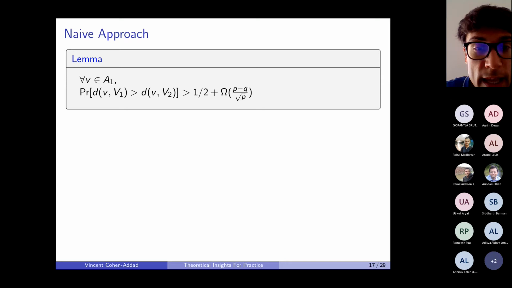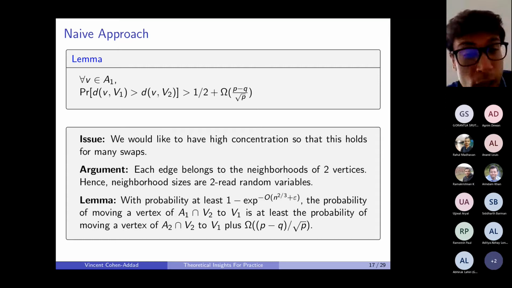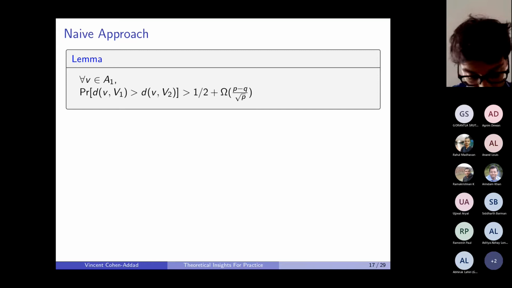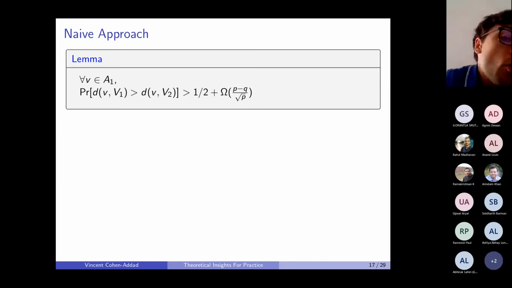One thing we could do is that for each vertex v in A1, the probability that the degree of v to V1 is larger than the degree of v to V2 is at least 1/2 plus omega of (p minus q) over square root p, which is again the signal to noise ratio, what you expect. You can show this. Up to some constant, this is the right bound. This analysis is tight. If you start with a random cut for this random graph, you get 1/2 plus this. Now, what is the issue? How do I get this bound? I get it because I have a random cut and a random graph. So I have a lot of randomness, and I can show that for all vertices, this is going to hold.